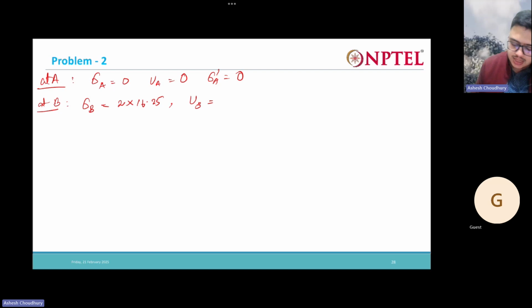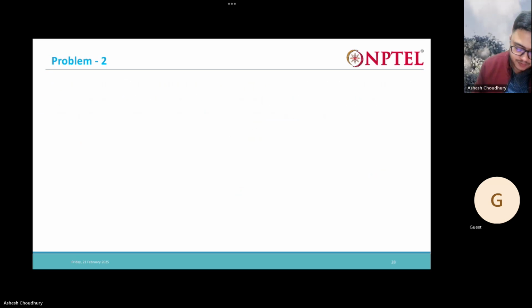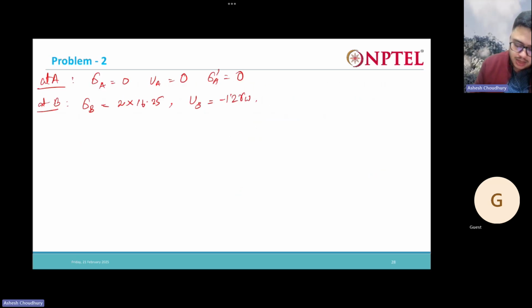Now see, since there is a capillary rise at this level, the pore water pressure will be negative. So minus 1.2 times gamma W. And the effective stress is 2 into 16.25 minus of minus 1.2 into 9.81. So it will add up.